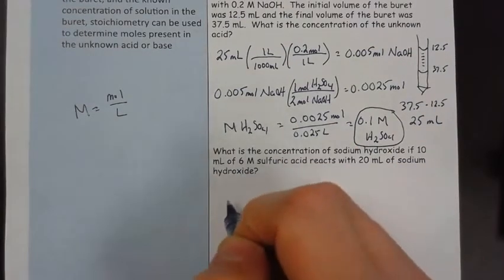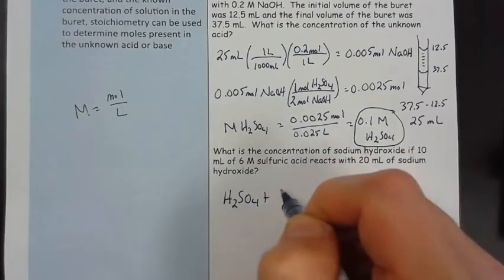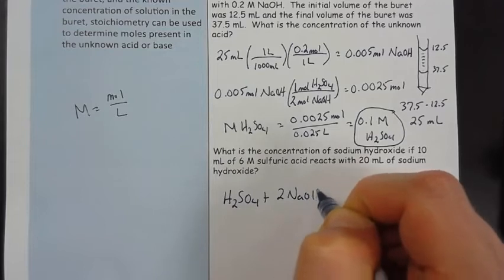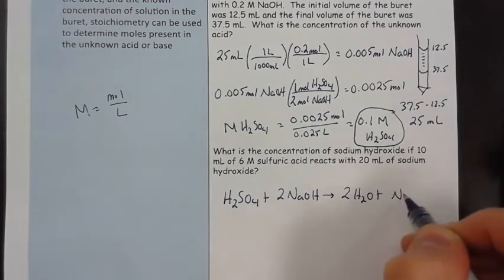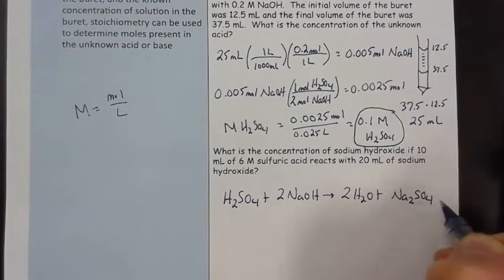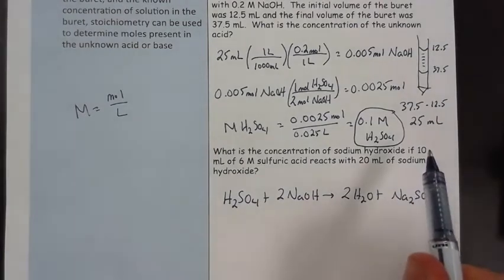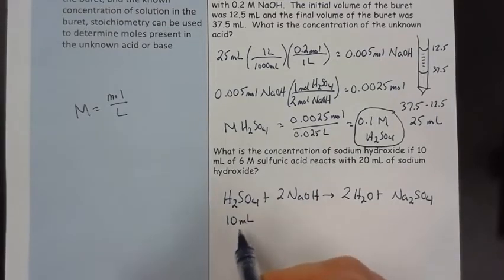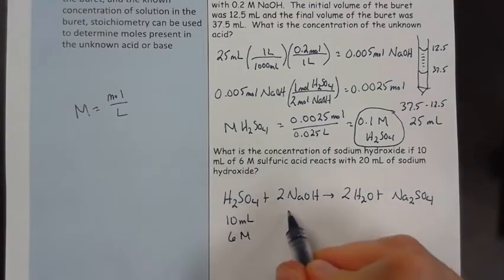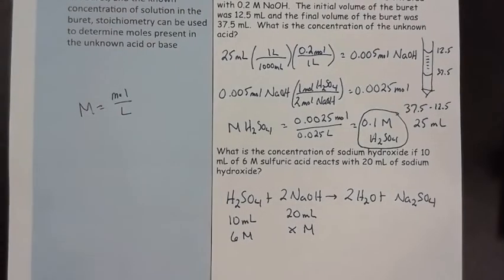All right, just to make things easier, I'm going to rewrite the reaction down below. And I always like to fill in the information that we're provided. So we've got 10 milliliters of 6 molar H2SO4 and 20 milliliters of sodium hydroxide, but we're trying to find what is that concentration or molarity.